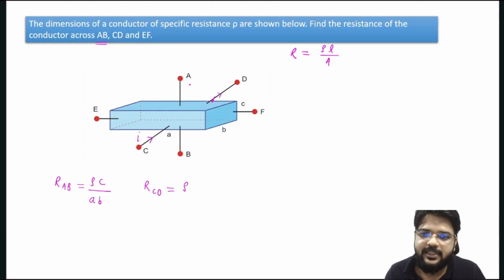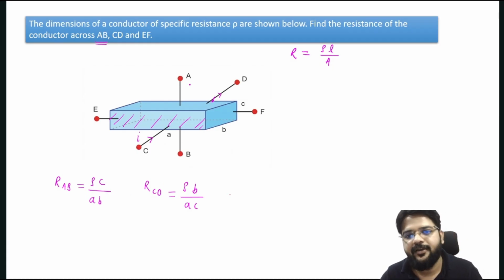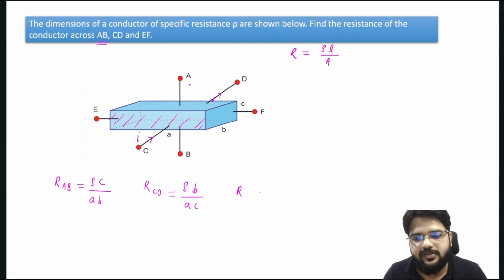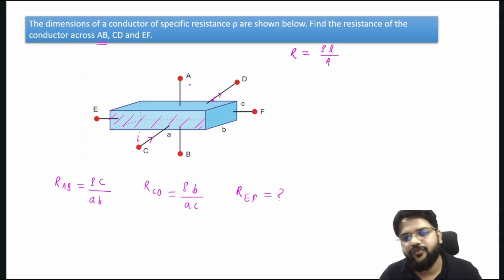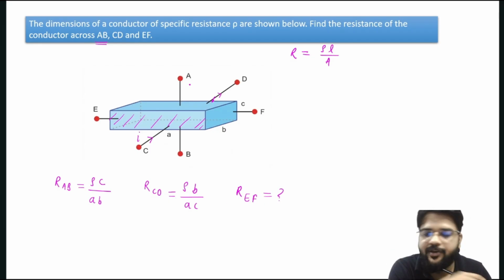When it is entering from C and exiting from D, this B is the length and this is the cross section. So the length is B and the cross section is A into C. So we got the resistance across AB and across CD. Now we want the resistance across EF, and this is your homework question. Find out the resistance across EF and put your answer in the comment box. Alright, note down, everyone.